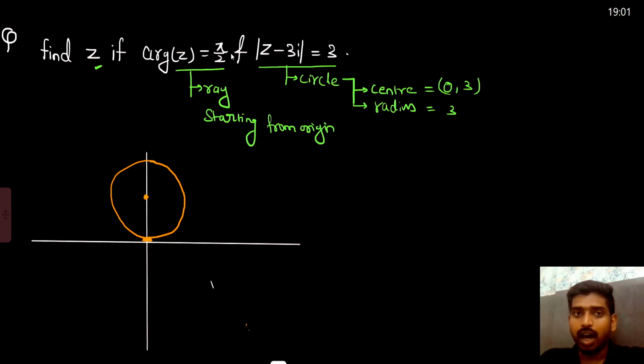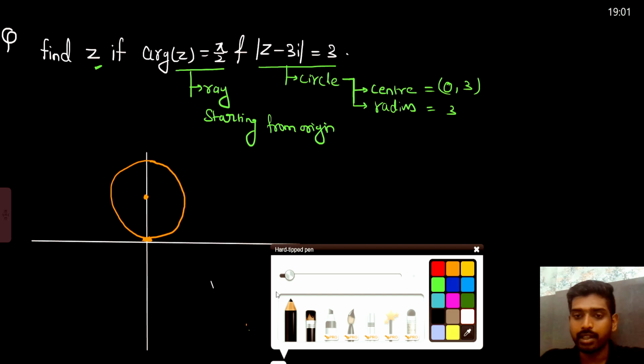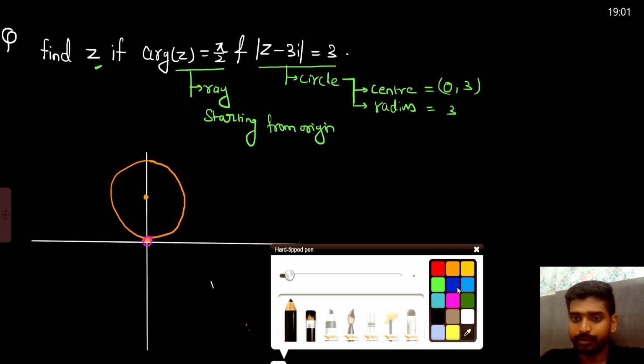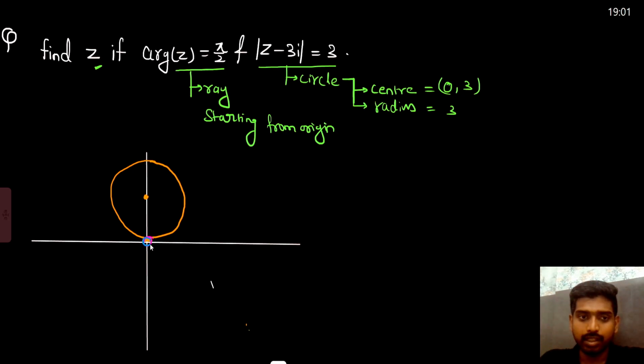Now next, argument of z is equal to pi by 2. This will represent a ray starting from origin. Taking some different color, it will represent a ray starting from origin, and as the argument is pi by 2, it will go along the y-axis like this. This ray is represented by this equation. Now they're asking for the complex number z. Complex number z satisfies this equation also and this equation also. That means the point of intersection of these two graphs is my complex number z.